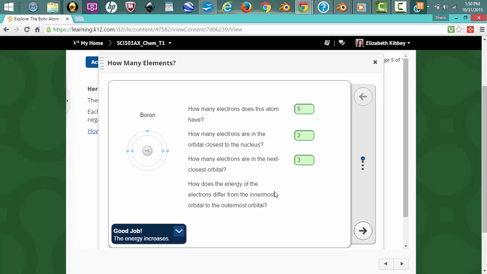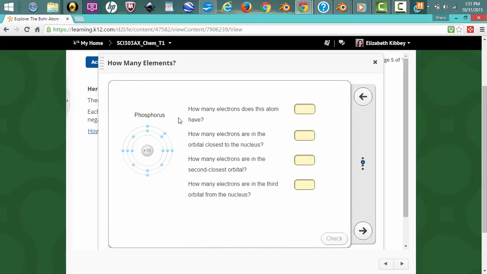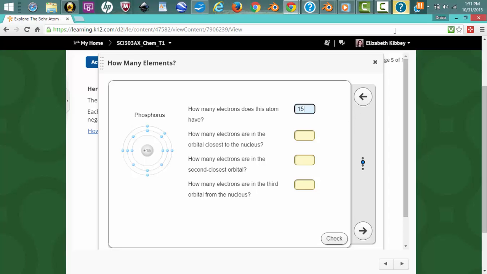Now, looking at this last question, how does the energy of the electrons differ from the innermost orbital to the outermost orbital? Well, there are 2 orbitals: this one, which is closest to the nucleus, and this one, which is the farthest away. The one that's farthest away has more energy than the one closest, so that's the difference. Next, phosphorus. How many electrons does this atom have? Simply, we can look at the number of protons in the nucleus, and we can tell that there are 15 protons. Electrons, I mean.